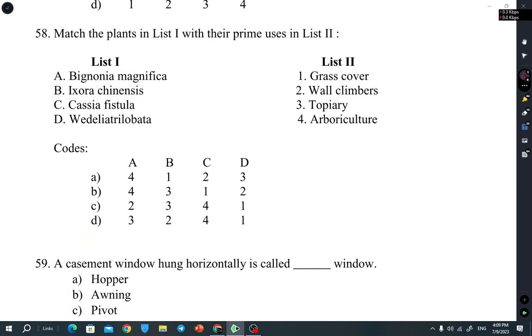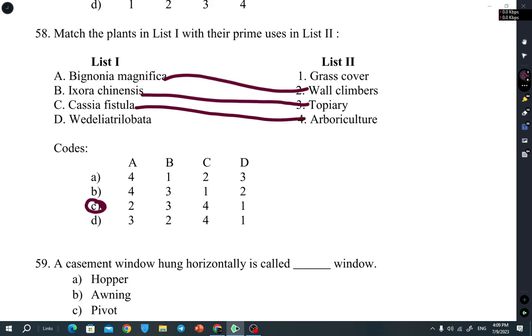Match the plants in list 1 with their prime uses in list 2. Option C. Bignonia magnifica, wall climbers. Araucaria, topiary. Cassia fistula, arboriculture. Vedelia trilobata, option A. Grass cover.